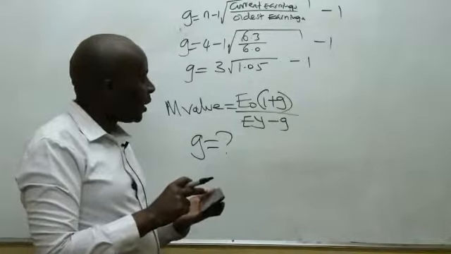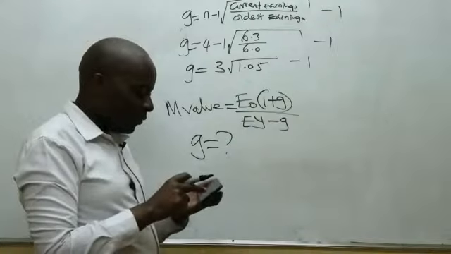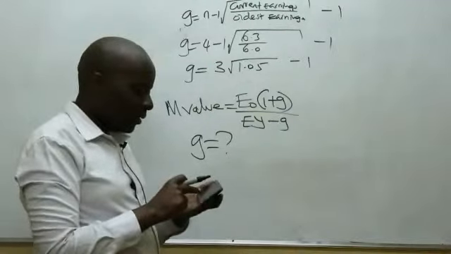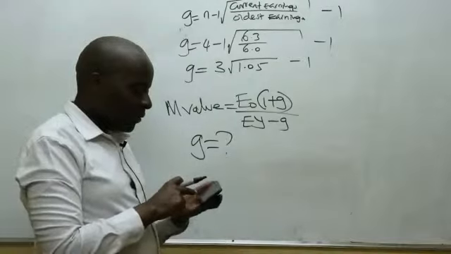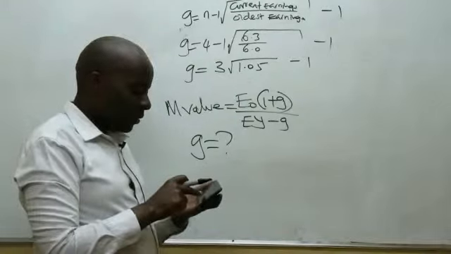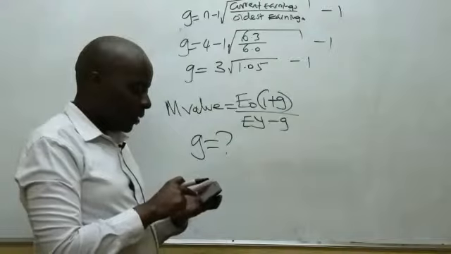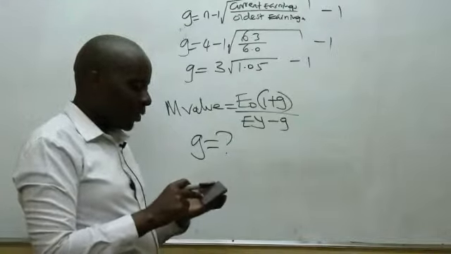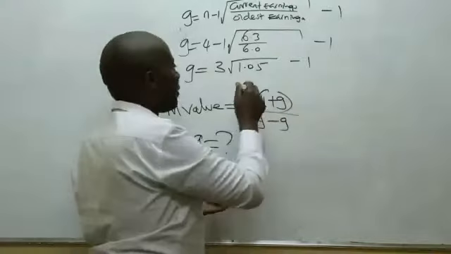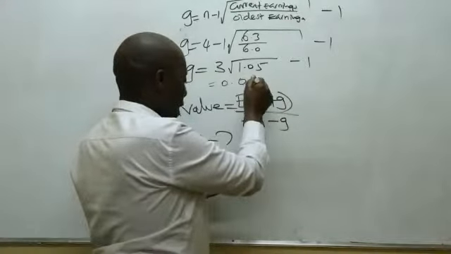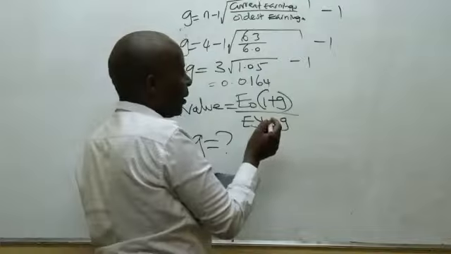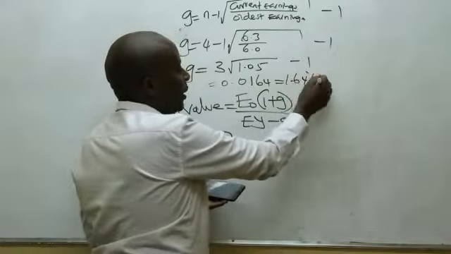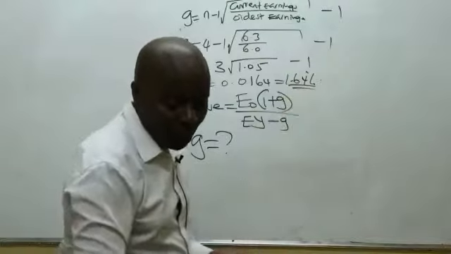So we have 1.05 in brackets first, cube root. Whatever I get, I'll then say minus 1. This gives me 0.0164. In terms of percentage, times 100, so this will give us 1.64 percent.